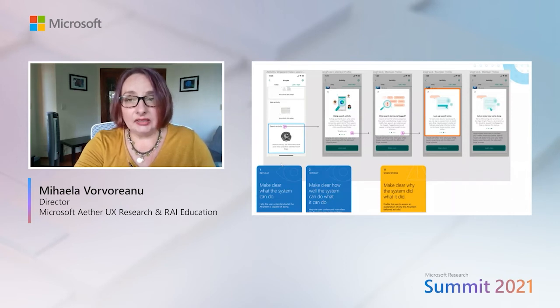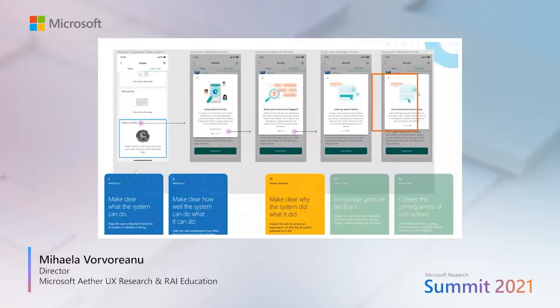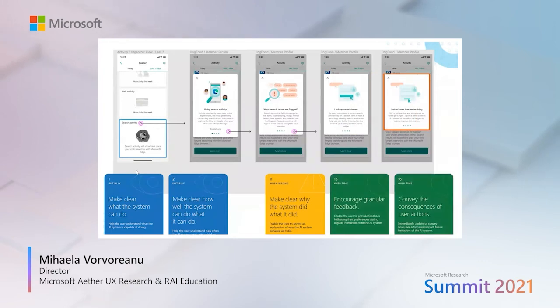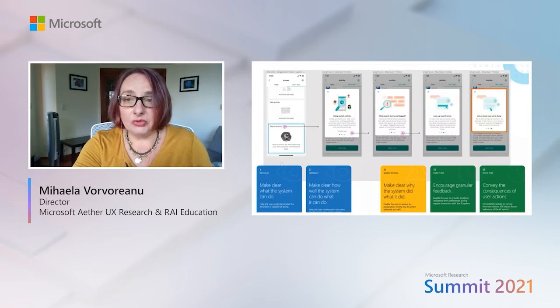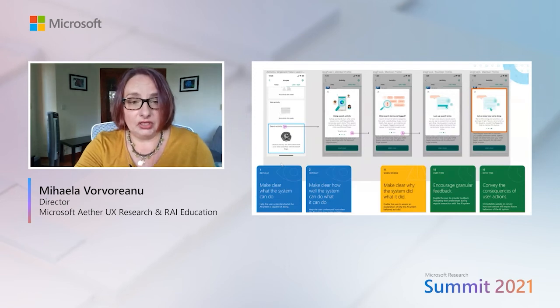And finally, in the last carousel, they also implemented guideline 15, encourage granular feedback, and 16, convey the consequences of user actions, by reminding users that they can let them know how they're doing. Once again, you see here the use of humble language. We're still learning, and sometimes we don't get it right. Tap on an item to teach us if it should be flagged or not and help us improve this feature.